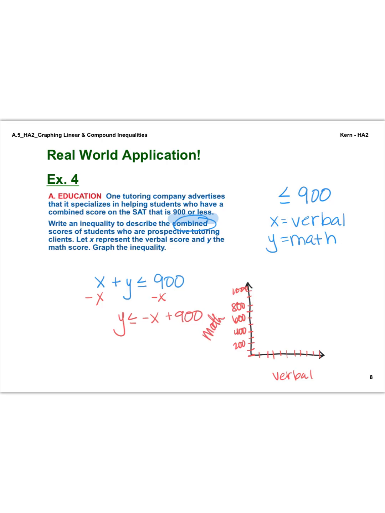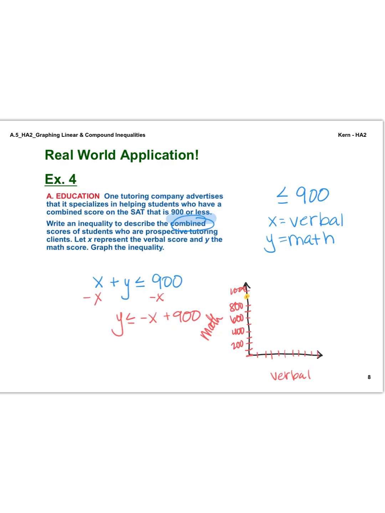We plot our y-intercept, which is right here, and we're just going down 1 over 1, okay? So this is a sketch, as you can see, it's not gonna be perfect. Down 1 over 1. This is gonna be a solid line, so we're gonna connect. And when we shade it, we shade below the y-intercept, so it's all in here.